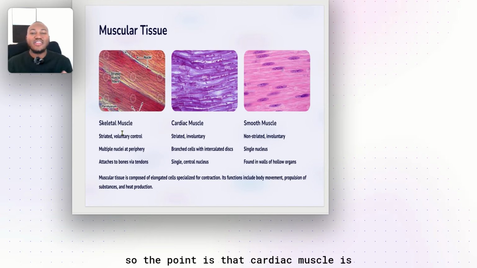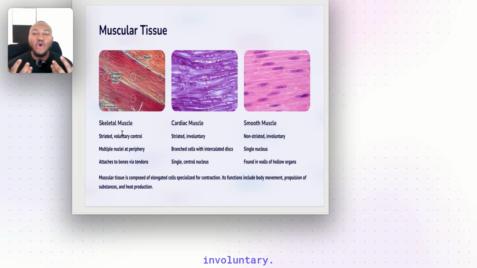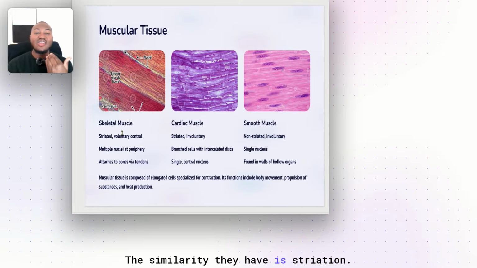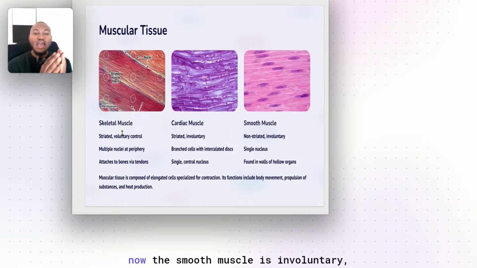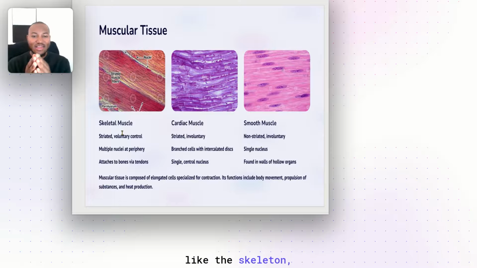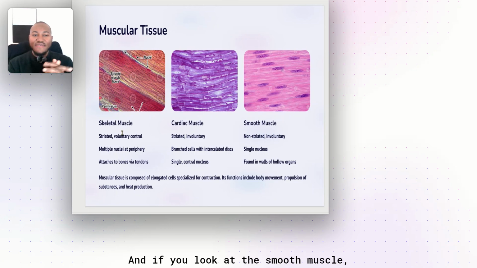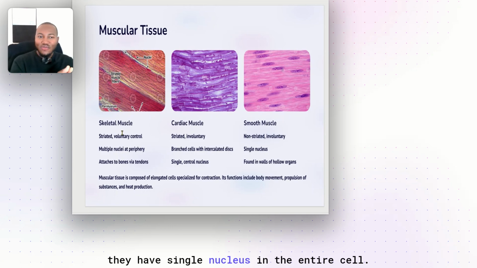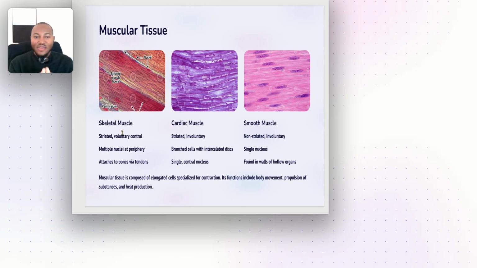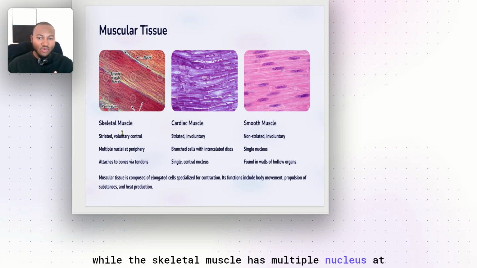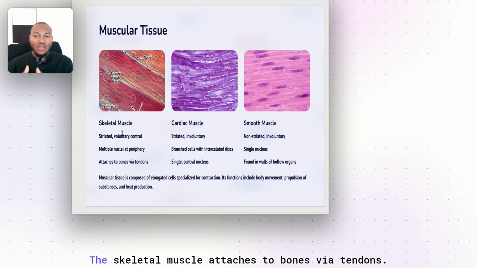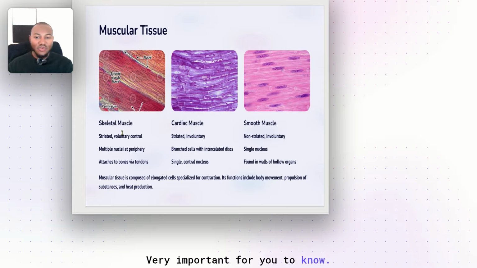All right. So the point is that cardiac muscle is involuntary. Skeletal muscle is voluntary. The similarity they have is striation. Now the smooth muscle is involuntary, like the cardiac muscle, but it is non-striated. This is how you can differentiate them. If you look at the smooth muscle, they have a single nucleus in the entire cell. The cardiac has a single, central nucleus, while the skeletal muscle has multiple nuclei at the periphery. The skeletal muscle attaches to bones via tendons. All right, very, very important for you to know.